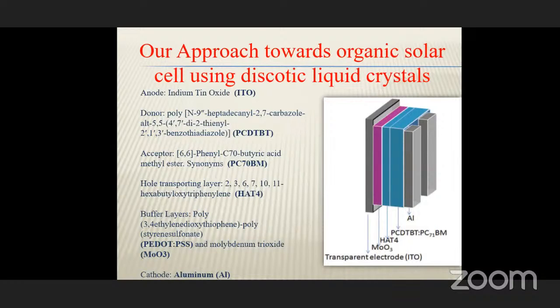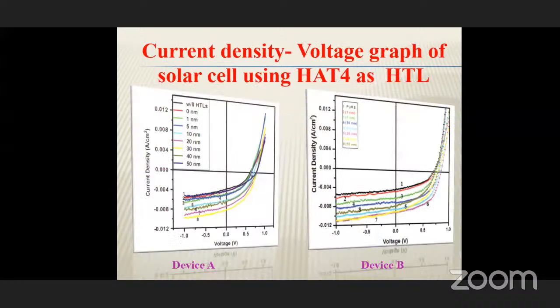This is the schematic of the device that we have prepared. We have prepared actually 14 devices in our study. We have used PEDOT:PSS and MoO3 as buffer layer, so we named them device A and device B respectively, with the different thicknesses of HAT4. This is the JV graph showing PV response, and their parameters are also shown in the next slide.